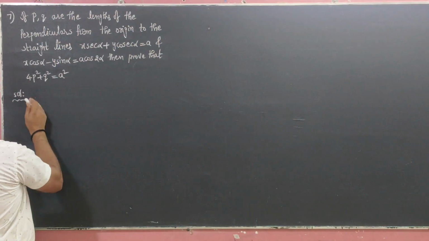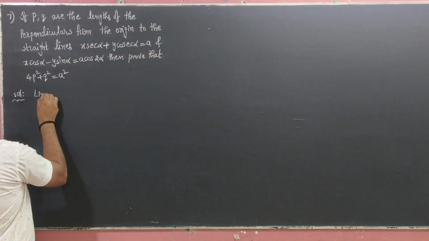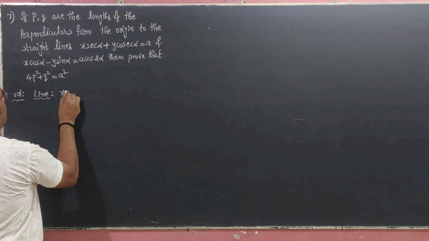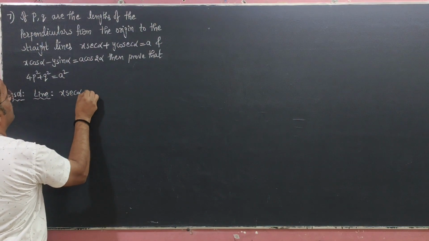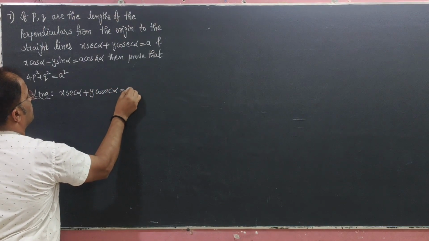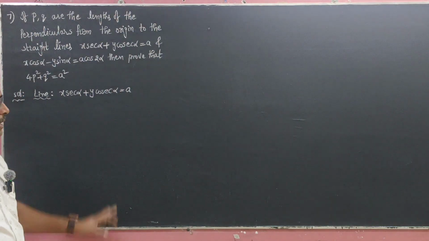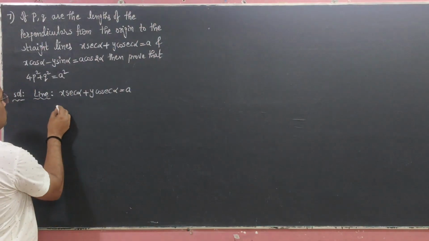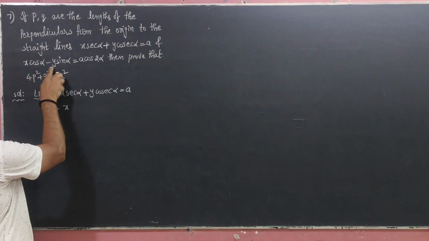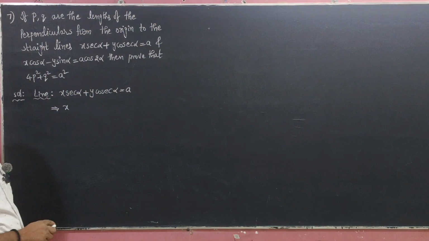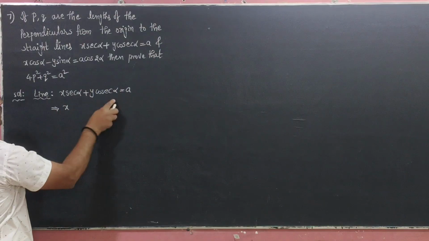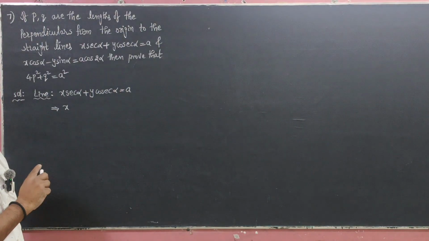First, we will take the first line equation, and we have to simplify it. What is the line? x sec alpha plus y cosec alpha equals a. We have to simplify this one. The second line is in terms of sine and cos, so we have to make the first line also in terms of sine and cos.